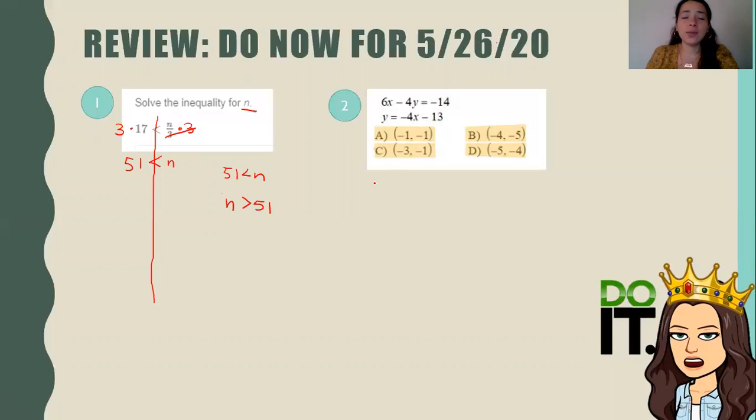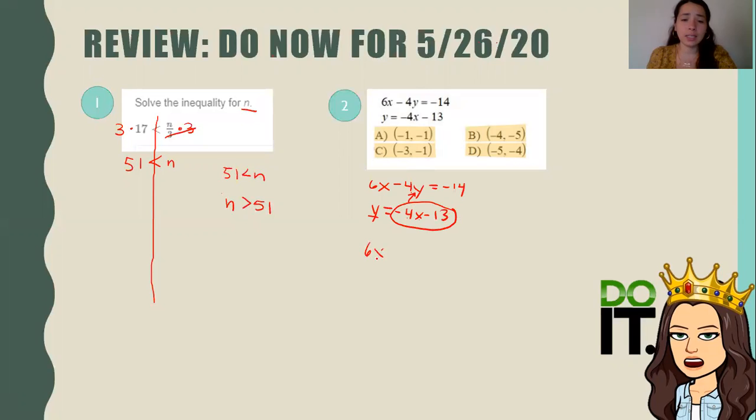Question 2, now this is the one that we worked on last week. This is solving systems by substitution. So we have 6x minus 4y equals negative 14, and then y is equal to negative 4x minus 13. Notice in this second equation, y is by itself, right? I'm going to take all of this where it says y, because y is equal to that. So y is equal to negative 4x minus 13, and I'm going to plug that in.